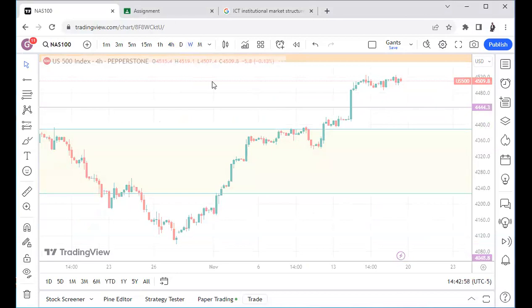That's US 100. Some brokers have it as US 100, while some brokers have NAS 100. So it's NASDAQ. Let it show us the data.